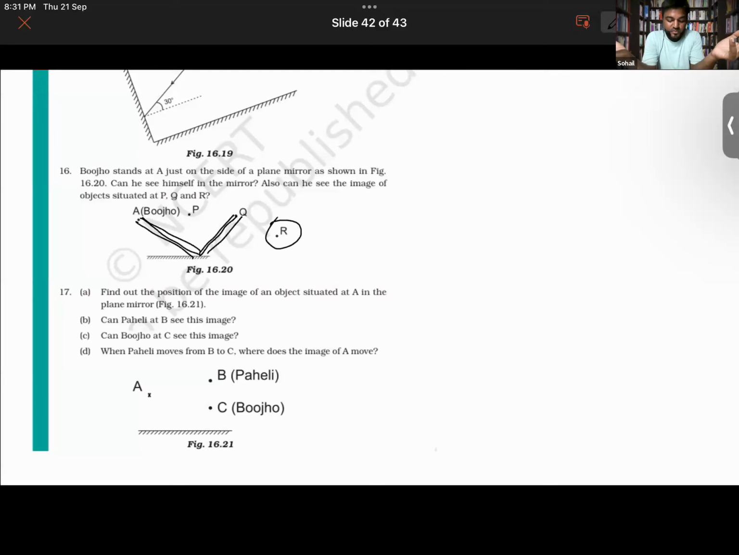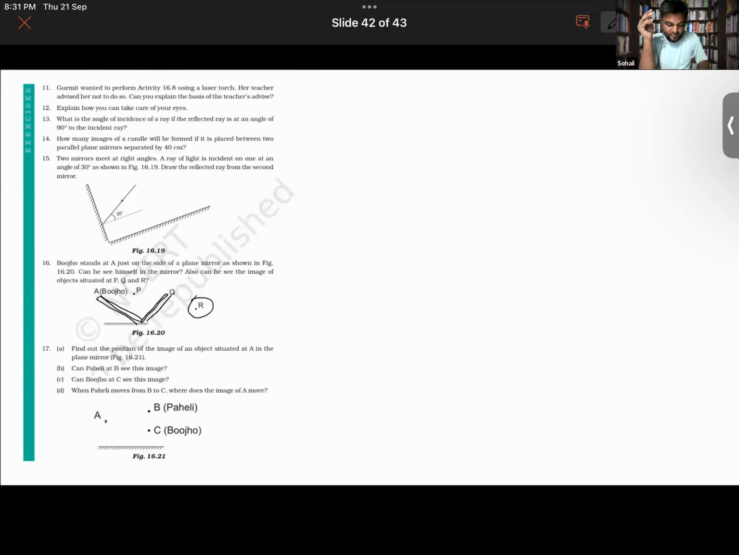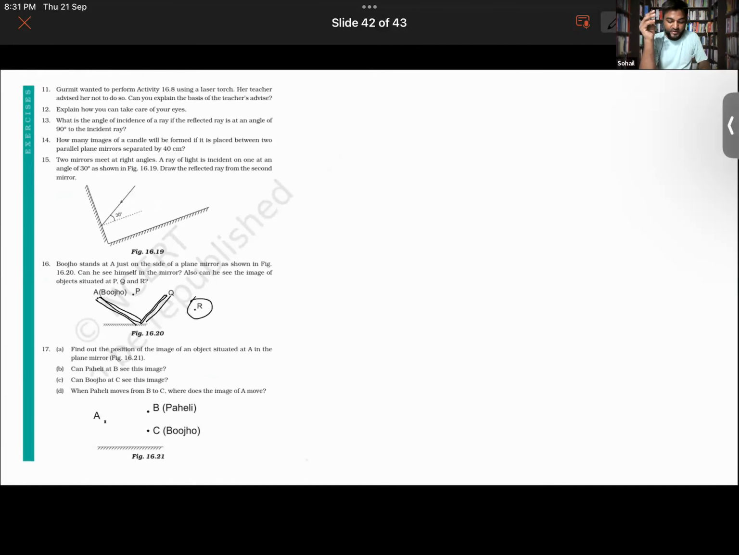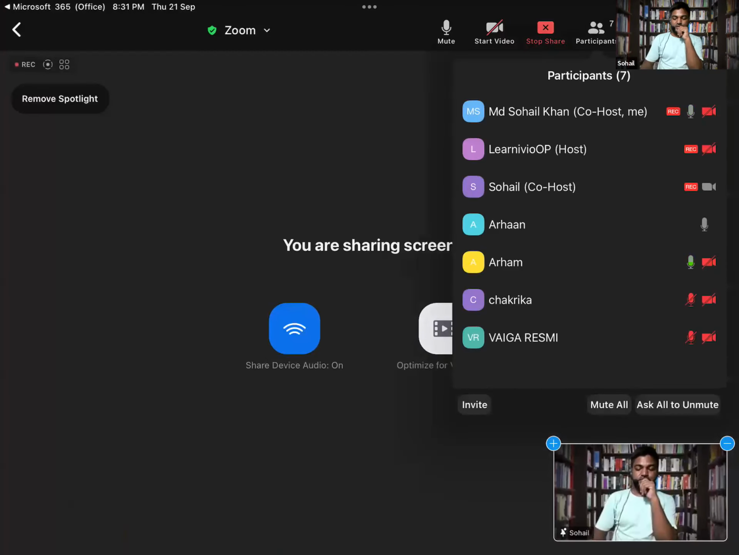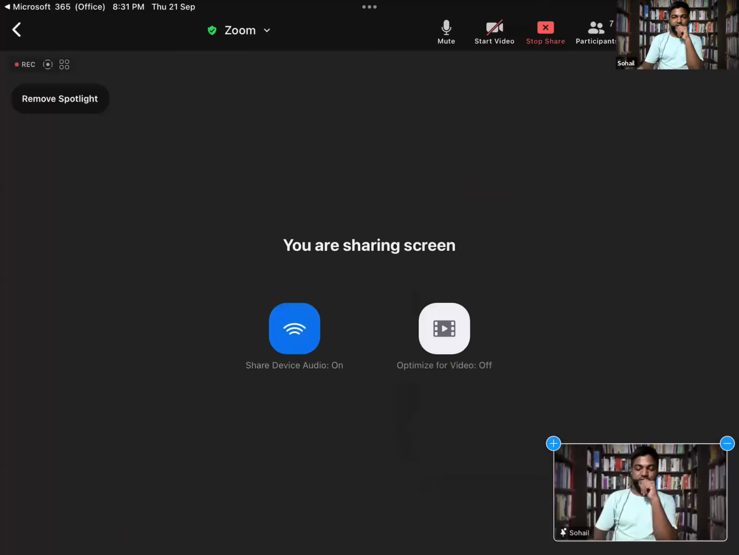Then question number 17, see this question also. This question you will do as an assignment, and whatever questions are left, as the time is exceeding right now. We will meet in the next class with a new chapter, but make sure that you complete your assignments. All right, guys, then Allah Hafiz.